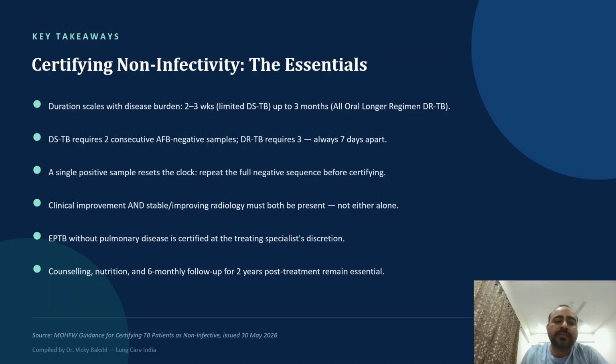Clinical improvement and stable or improving radiology must both be present, not either alone. Extrapulmonary TB without pulmonary disease is certified at the treating specialist's discretion. Counseling, nutrition, and 6 monthly follow-up for at least 2 years post-treatment remain essential to this guideline.